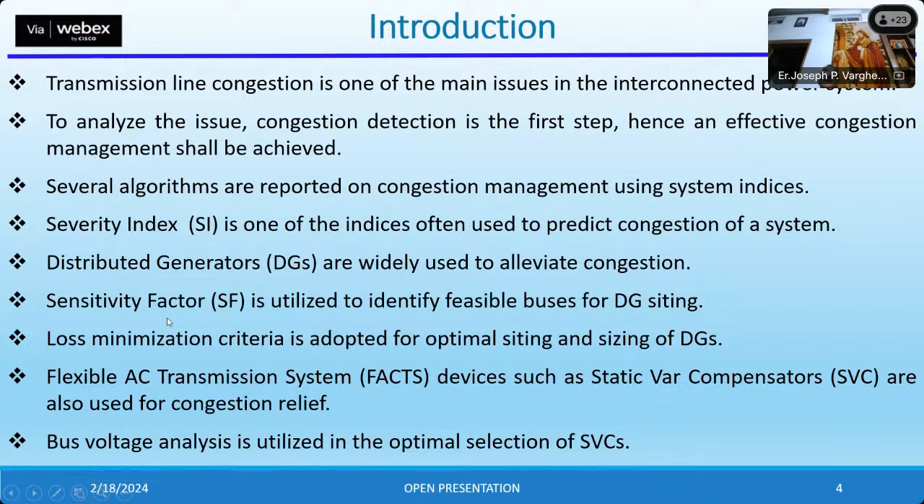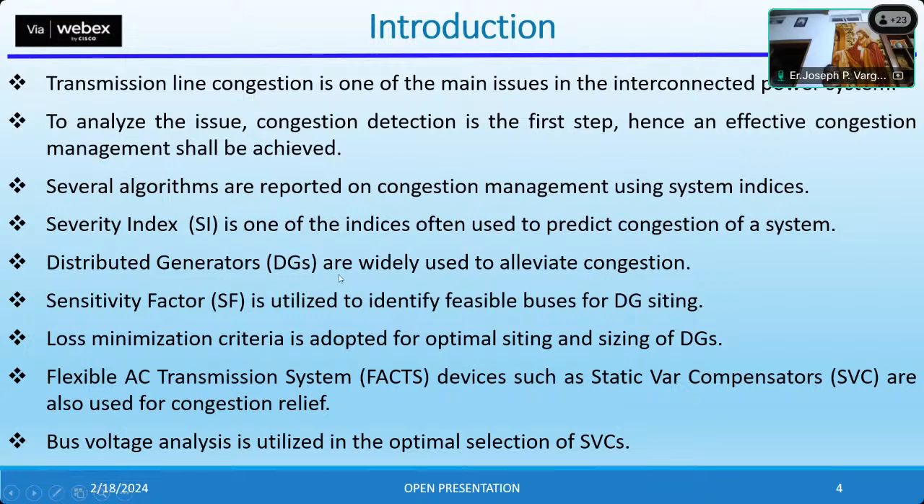We know transmission line congestion is one of the main issues in the interconnected system. The first step to analyze transmission line congestion is the detection of the congested transmission lines, which shall be analyzed. Several algorithms have been reported on congestion management using system indices. Severity index is one of the indices often used to predict congestion of the system.